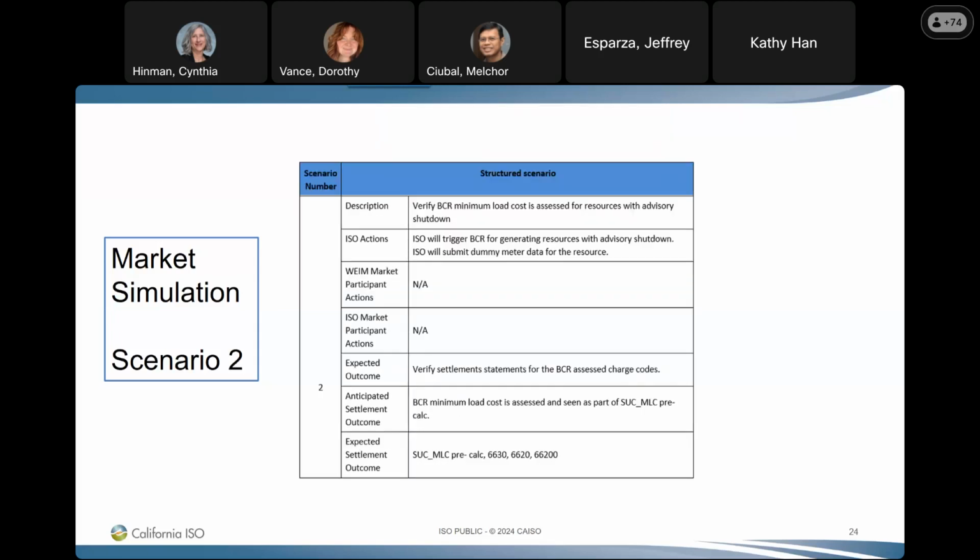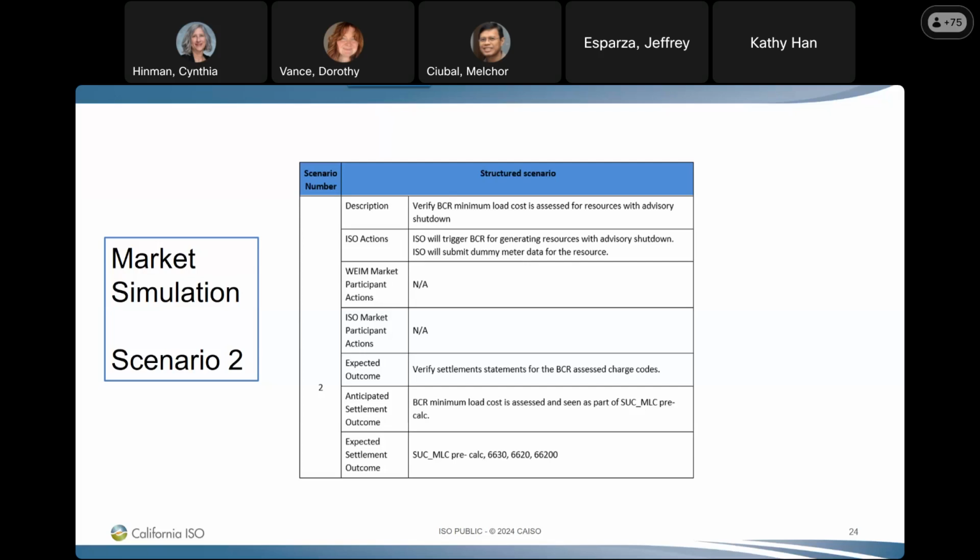The second scenario is focusing more on bid cost recovery specifically. You're going to verify the minimum load cost is assessed for resources with advisory shutdown. So again, the ISO is going to trigger bid cost recovery for generating resources with advisory shutdown, and we're going to put dummy meter data in there. And then you'll be able to look at the settlement statements for the bid cost recovery assessed charge codes and make sure that they are correct. So that is the second scenario for the market sim.